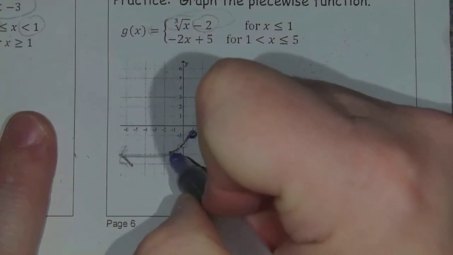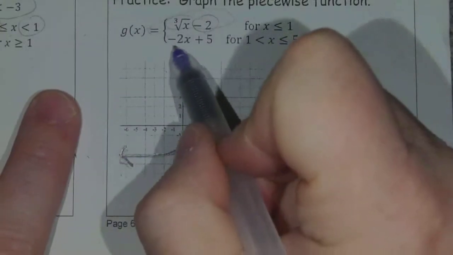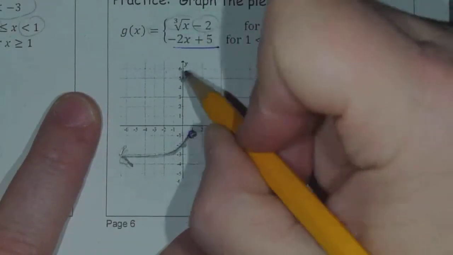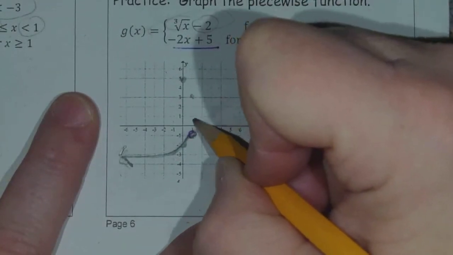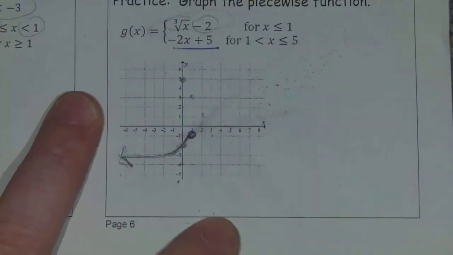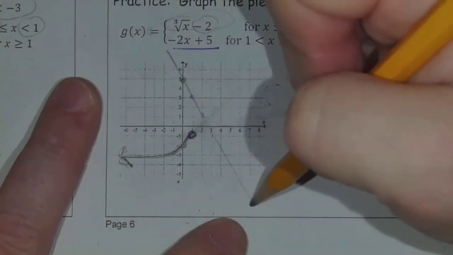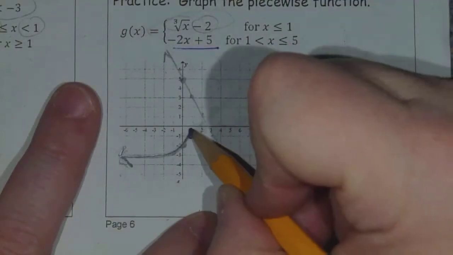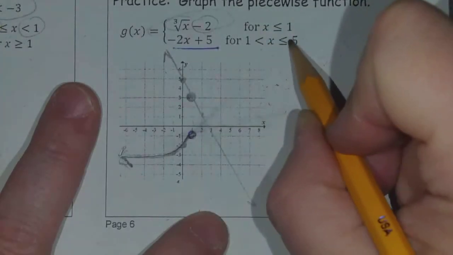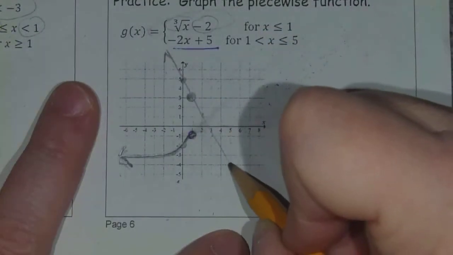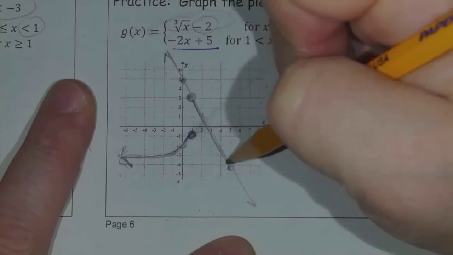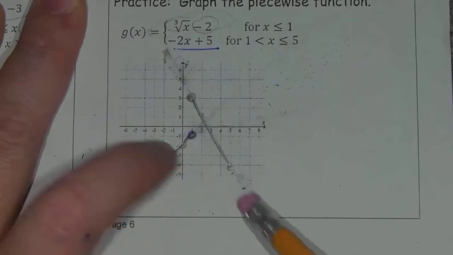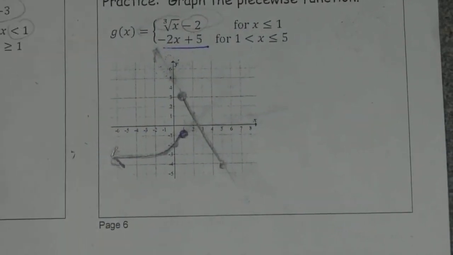Then I'm going to do my other graph. I'm doing the line -2x plus 5. So I start up at 5. And I go down 2 and over 1. My line goes through those ordered pairs, but I only keep that line between 1 and 5. At 1, it's an open circle because it's not equal to. At 5, it's a closed circle. And I keep everything in between there, but the rest of it I don't need because it's not part of my restrictions, and I'm done.